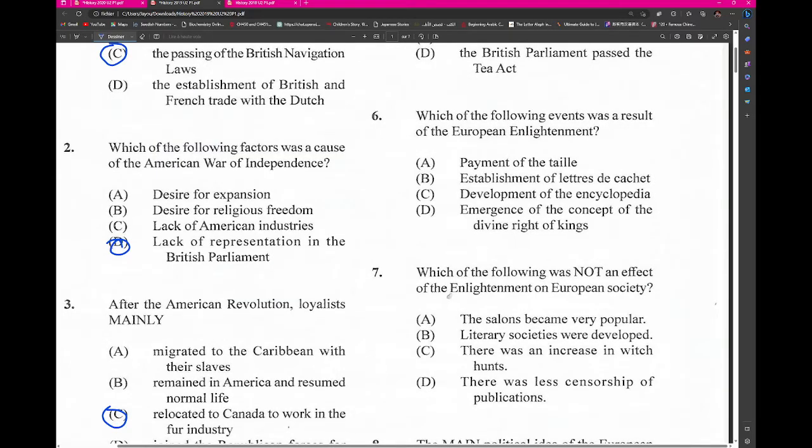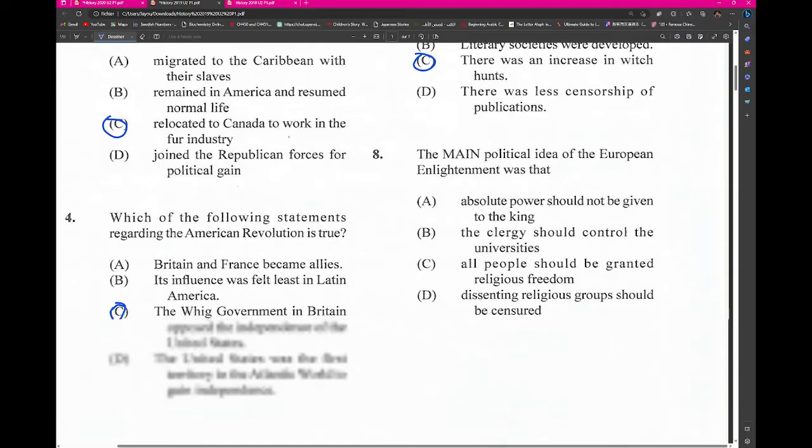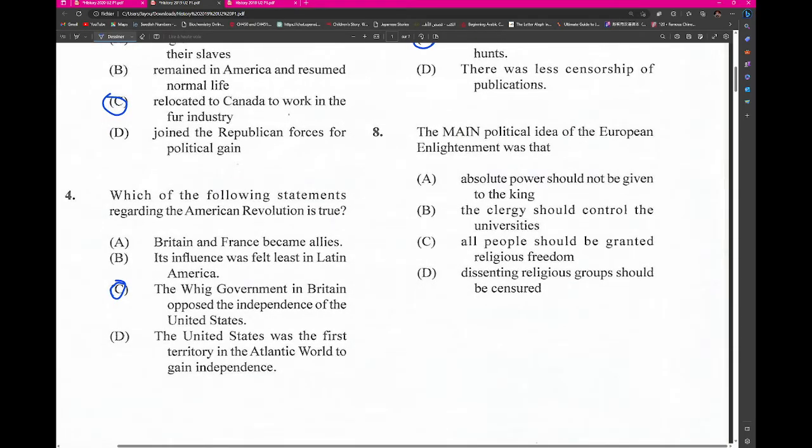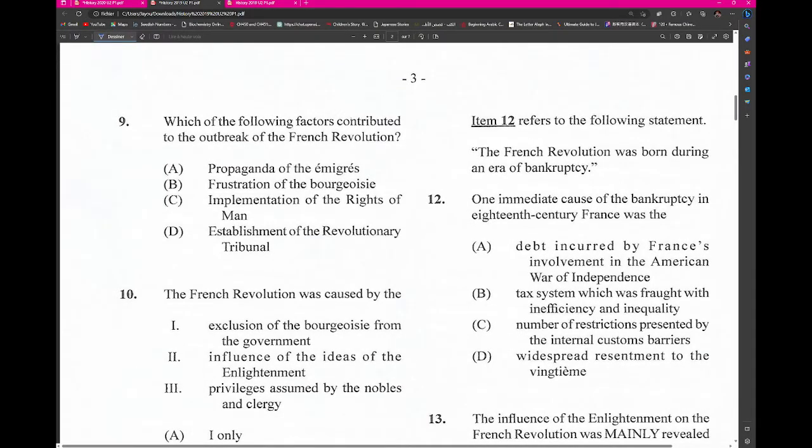6. Which of the following events was a result of European Enlightenment, the development of the encyclopedia? Right? Which of the following was not an effect of the Enlightenment on European society? Increase which ones? 8. The main political idea of the European Enlightenment was absolute power should not be given to the king, clergy should not control, all people should be granted religious freedom, or dissenting religious groups. Okay, so I think one of the main political ideas would be anti-absolutism.